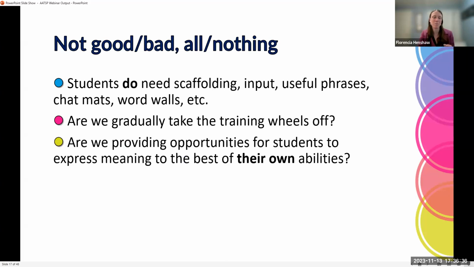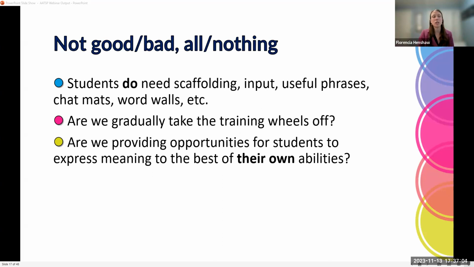So we need to think about, to what extent are we providing opportunities that are scaffolded, safe, good, not too terribly frustrating, for the students to express meaning to the best of their own abilities, not aiming for always complete sentences, not aiming for perfection, not aiming for perfect pronunciation, none of that, just the best of their own abilities.